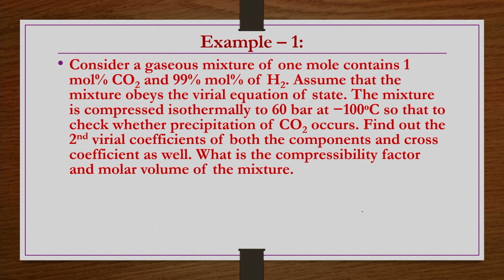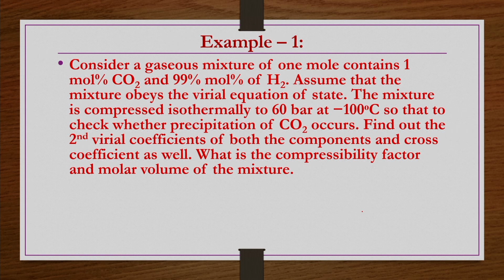That is, the process is occurring, but we are not going to check in this problem whether precipitation is occurring or not. But for this case, we will be finding out the second virial coefficient of both the components and the cross coefficient as well. What is the compressibility factor and molar volume of the mixture, that is also what we are going to find out.